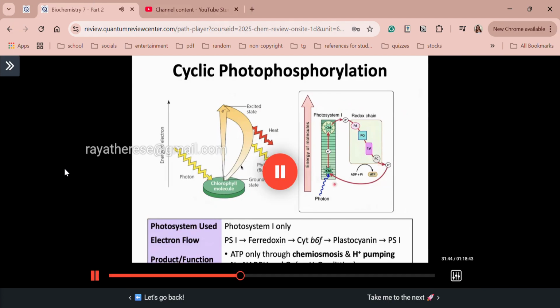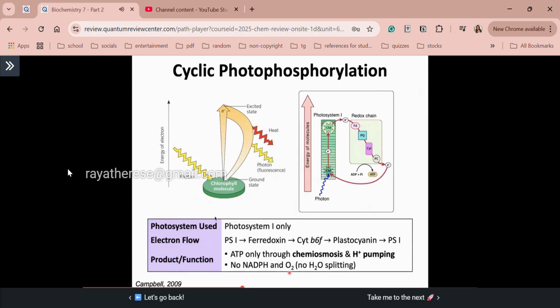Yes. Okay? So class, again, please remember, wala pong NADPH and oxygen produced in your cyclic photophosphorylation. And hence, because the oxygen is produced through photolysis or water splitting, of course, very obvious, wala rin po tayong water splitting that occurs here. Class, again, I hope that's clear. Important po here ang photosystem used, photosystem 1 only, electron flow. So here, PS1 until it reaches back again your PS1. Kaya nga, di ba we called it cyclic? We recycle your electron until it reaches photosystem 1 and product again, ATP with your chemiosmosis and proton pumping.